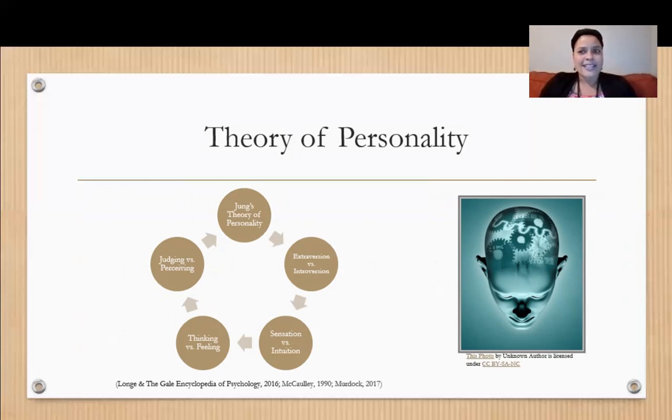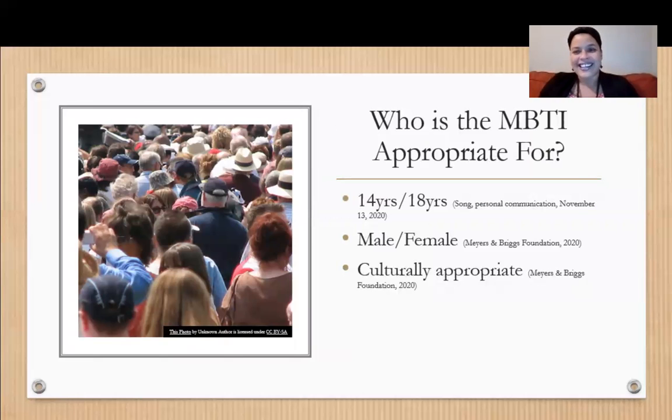Who is MBTI appropriate for? The MBTI Form M assessment is appropriate for ages 14 and up, and the Q assessment is appropriate for ages 18 and up. Both forms are written at a 7th grade level. Because this assessment measures personality types, it is appropriate for both males and females.